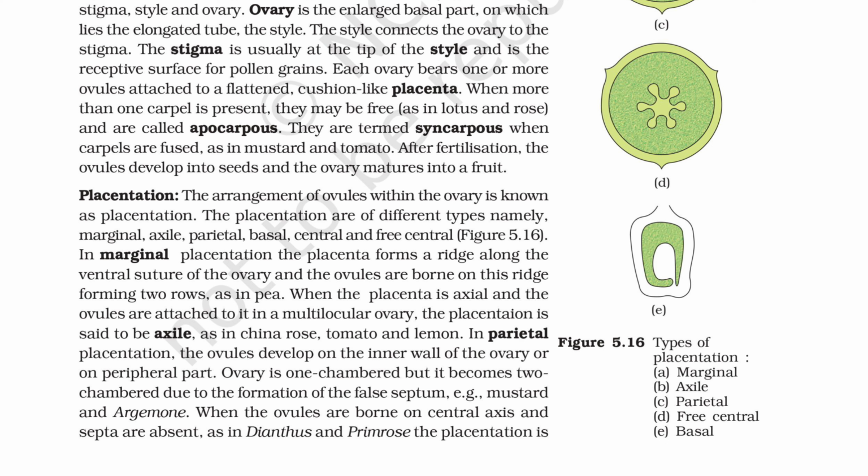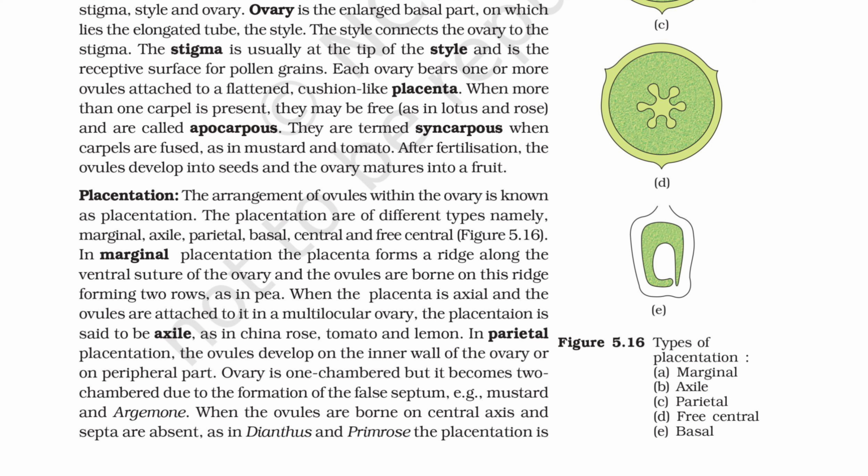When the placenta is axial and the ovules are attached to it in a multilocular ovary, the placentation is said to be axile, as in China rose, tomato and lemon. In parietal placentation, the ovules develop on the inner wall of the ovary or on peripheral part. Ovary is one-chambered, but it becomes two-chambered due to the formation of the false septum, for example, mustard and Argemone.